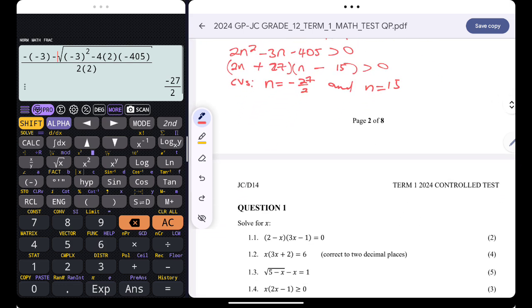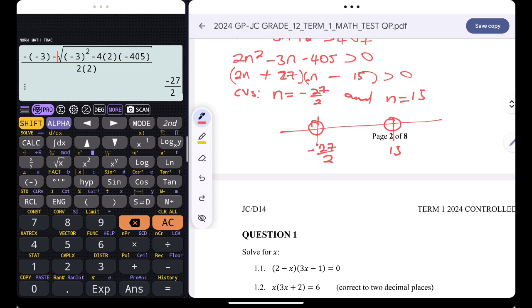All I need to do is to just express my critical values on the number line. The first one is negative 27 over 2, and then I'll have 15 over here. Both of them are not included since I don't have an equal sign there, so I won't include my critical values. And then I will go and check the coefficients of my variables. The number in front of n, I have a positive 1 and a positive 2. So the coefficients of n have the same signs. So I'll start with the positive over there.